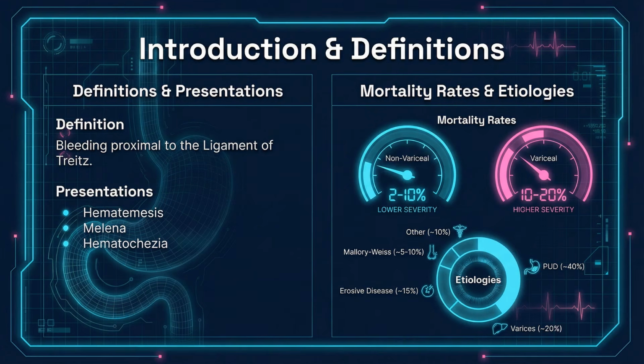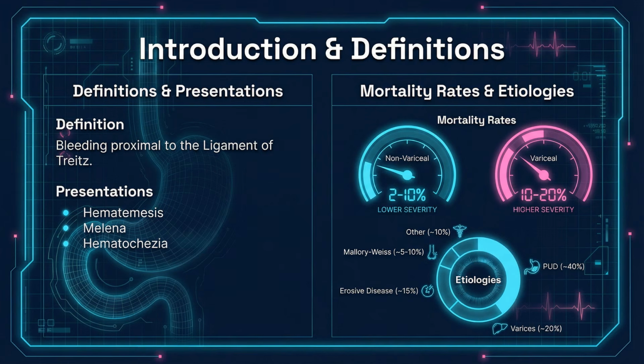So, what is an upper GI bleed? It's defined as bleeding that originates proximal to the ligament of Treitz. Patients can present in several ways, with hematemesis, which is the vomiting of bright red blood or coffee ground material, melena, which are black, tarry stools, or, in cases of massive and rapid bleeding, with hematochezia or bright red blood per rectum.